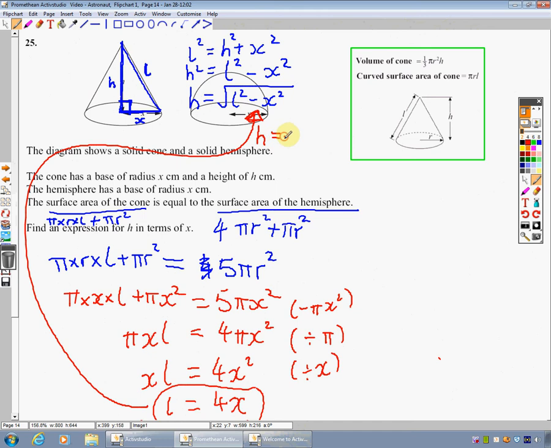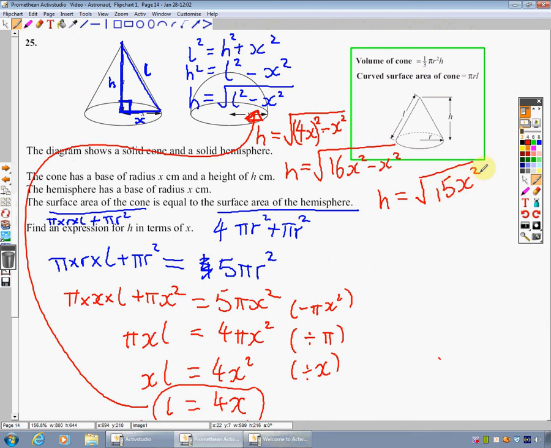So h is going to equal the square root of 16x squared, take away x squared. So h is going to equal the square root of 15 lots of x squared, and that is going to be your final answer. So essentially the hardest thing to recognise there is that our surface area is calculated with our L, and we didn't know what L was, so we had to recognise some 3D Pythagoras in here to come out with this equation here, and then multiplying all of this out was just to get L on its own, and that got quite complicated, but then it simplified very easily, and that was beautiful.